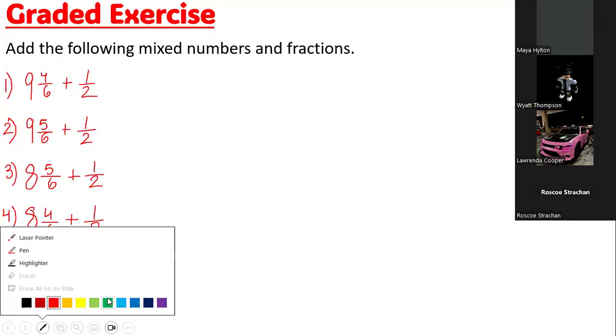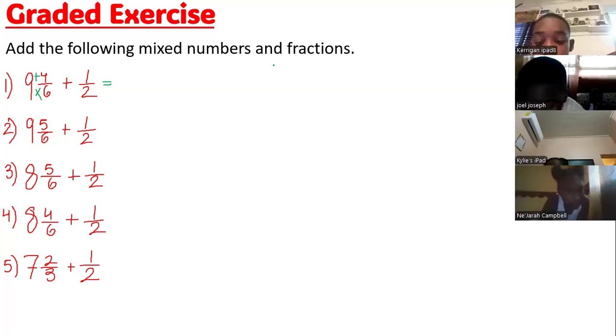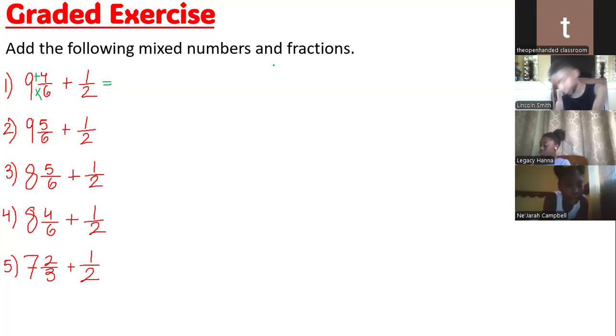So for number one, Najara, help me with number one. First you're going to multiply 9 times 6, and that's 54. So you add plus 4, and that's 58. You always keep your denominator the same. So it's 58 over 6 plus 1 over 2. Very good.